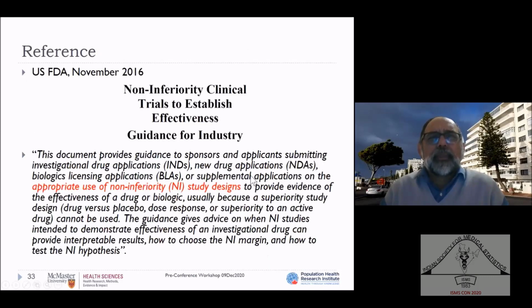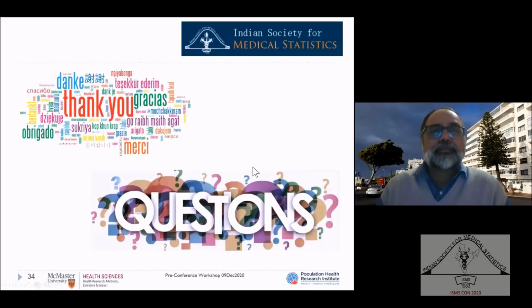So I wanted to end with giving some references, and this is the US FDA reference, and this is a great document. It basically focuses on the appropriate use of non-inferiority study designs, and I'll be happy to share it if you're not able to download it. I can send it to the organizers of this workshop. So I'll stop there.